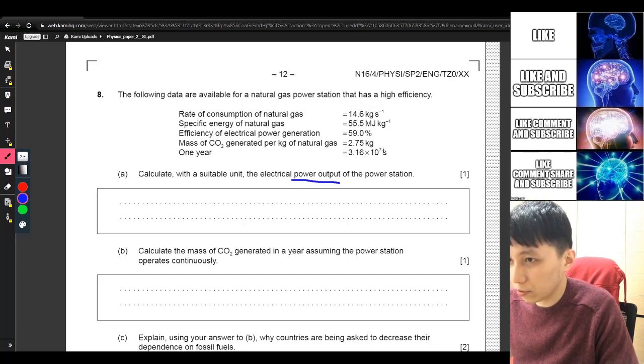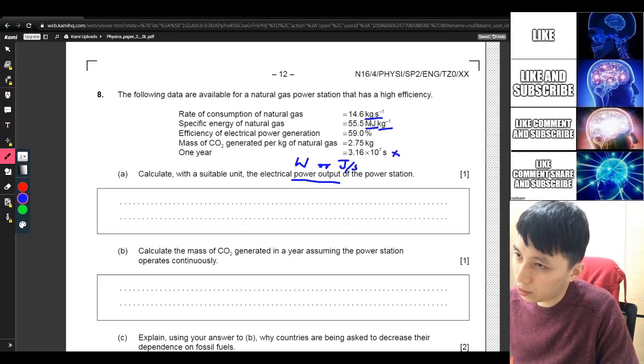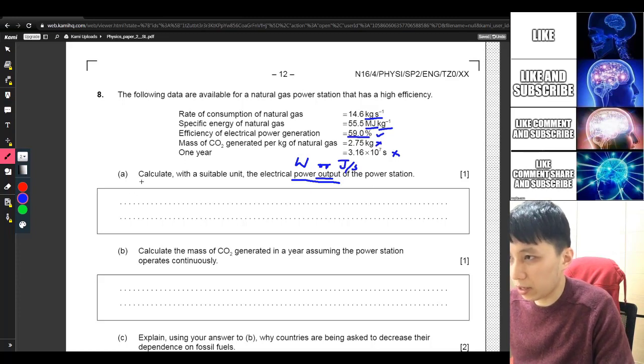Wait, power output, so not for a year, I believe. It's something to do with power, that means watt, right, or joule per second. So this, we have megajoule, we have kg, so yeah, if you multiply this, then you get megajoule per second. So that's pretty much it. But then there's an efficiency, right, because it's output, so definitely we need to count it. And then the last two are not relevant for now. Okay, so we just multiply them.